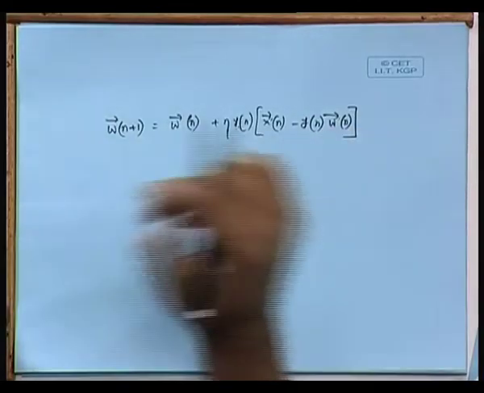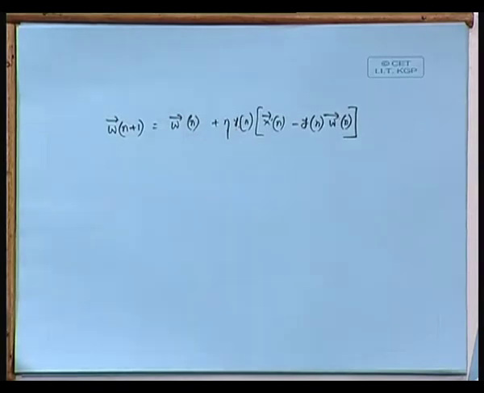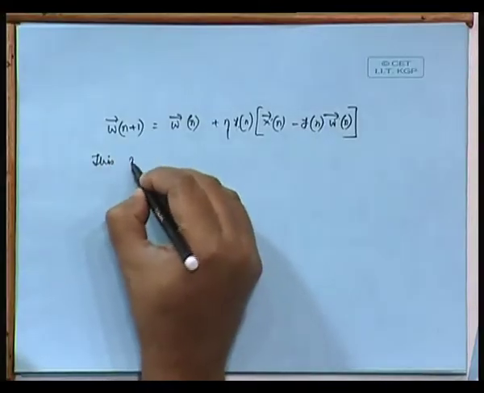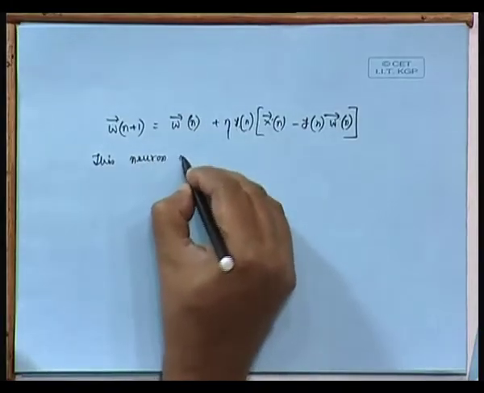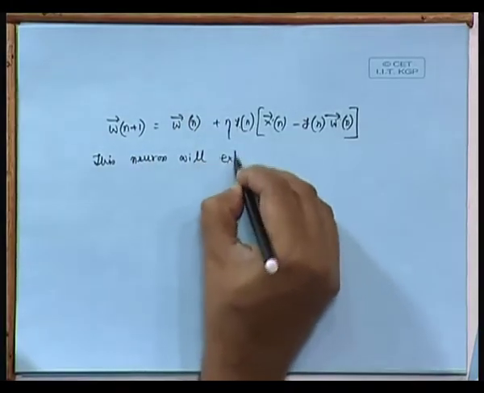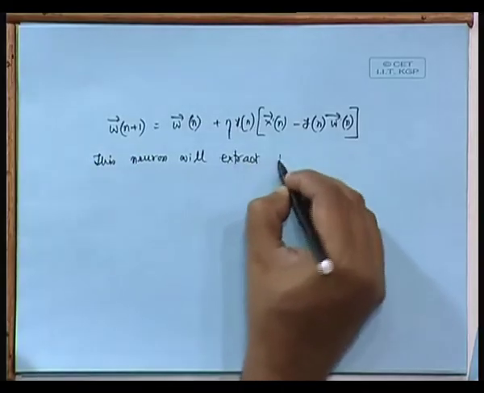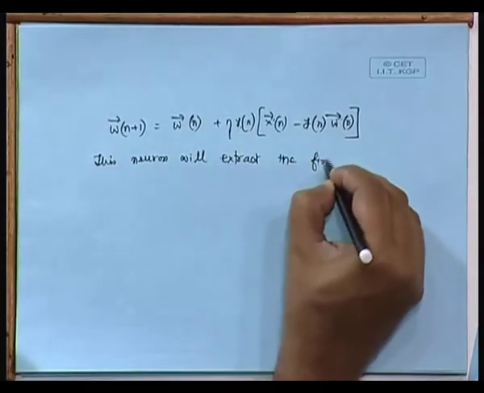In fact, yesterday I was referring to Oja's result, the paper which he published in 1982. According to his result, he has proved that this neuron will extract the first principal component.